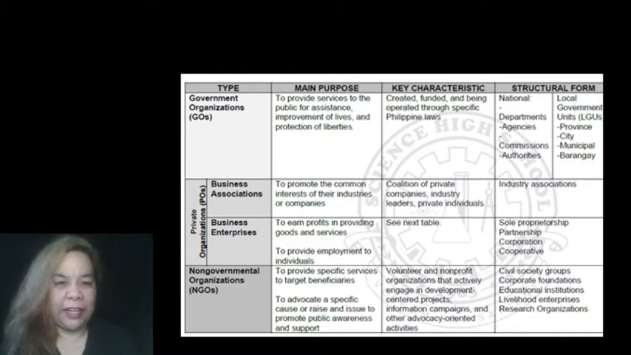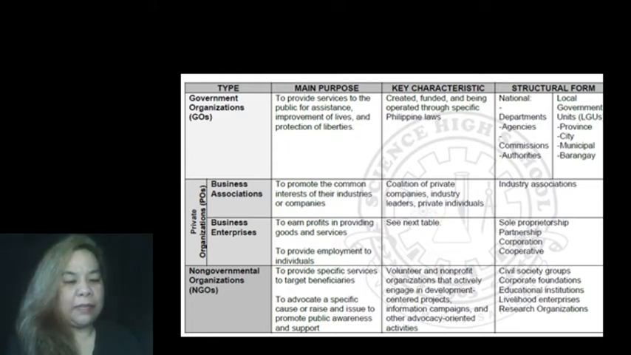Then we have private organizations. First, business associations. They promote the common interests of their industries or companies. They are a coalition of private companies, industry leaders, and private individuals. Examples of these business associations are the Garment Business Association of the Philippines, the Beverage Industry Association of the Philippines, and the Chamber of Cosmetics Industry of the Philippines Incorporated. And there are many more.